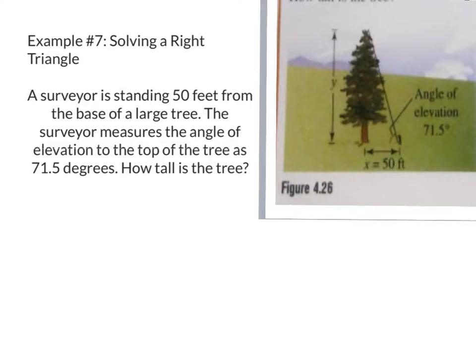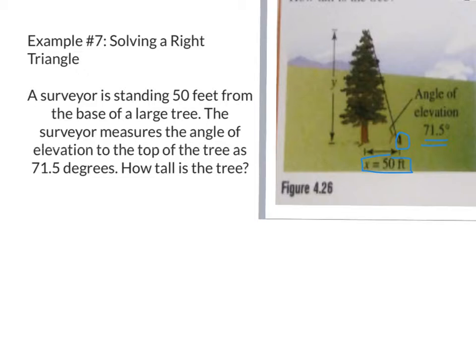All right, so essentially what we have is a surveyor, and we're going to say that he's standing right here. This is the surveyor in blue. That's a person standing there. And he's 50 feet away from the tree. And they tell us that the angle of elevation, so from where he's standing to his view at the top of the tree, is 71.5 degrees. Okay, we can use that information to help us figure out the height of the tree.